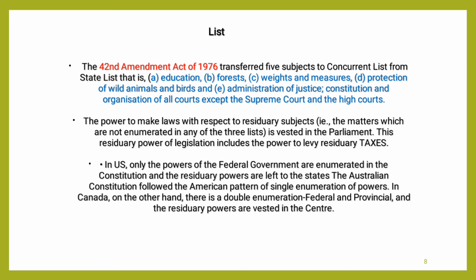And the third point highlights that in the US, only the powers of the federal government are enumerated in the constitution and residuary powers are left to the states. So it is given to the states. The Australian constitution follows the American pattern of single enumeration of powers. In Canada, on the other hand, there is double enumeration, that is the federal and provincial.